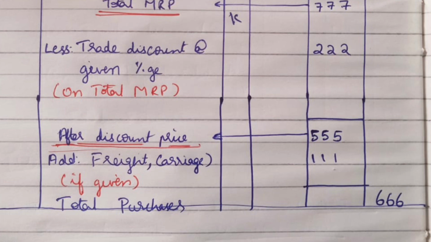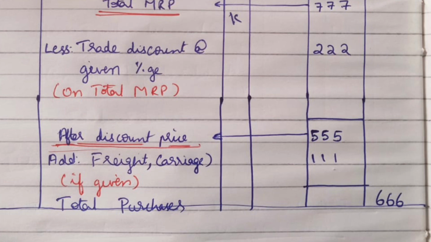All right, after that you will be getting the trade discount amount, which you will be mentioning in details column. After that we will be deducting the discount from the total MRP. After deducting the discount from total MRP, you will be getting some after discount price.